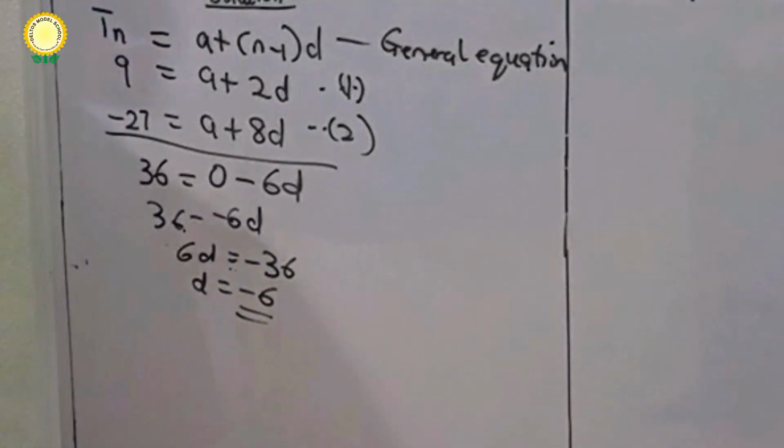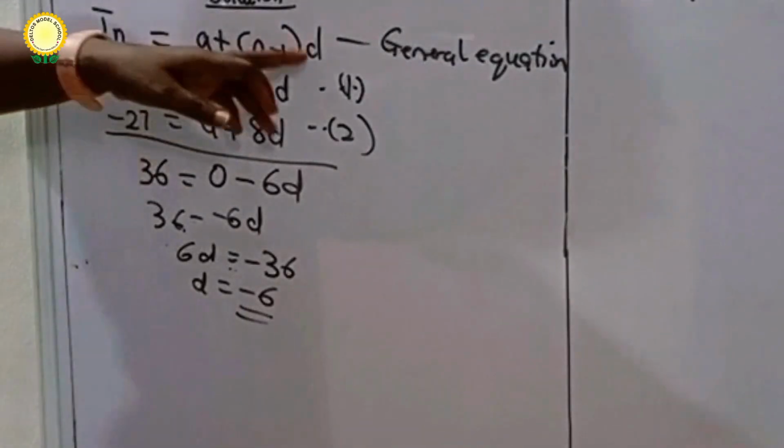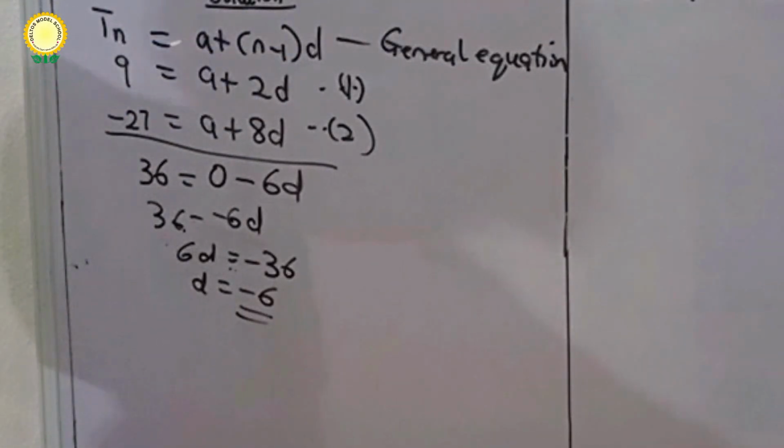Is that clear? Alright, now the question is not for us to find D. D is just a common difference. That means that if the first term is A, the next term will be A plus D, the next term will be A plus 2D, the next term A plus 3D, and so on. So D is what you are adding to the terms as they increase or decrease, depending on what D is. Because D is negative here, obviously the sequence is decreasing.